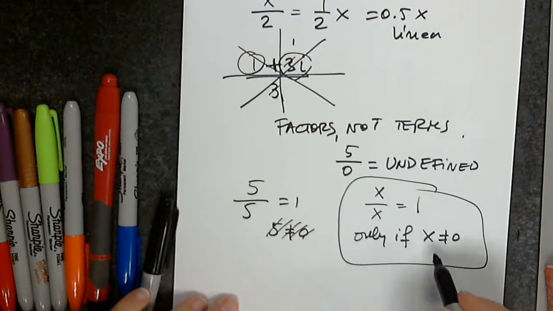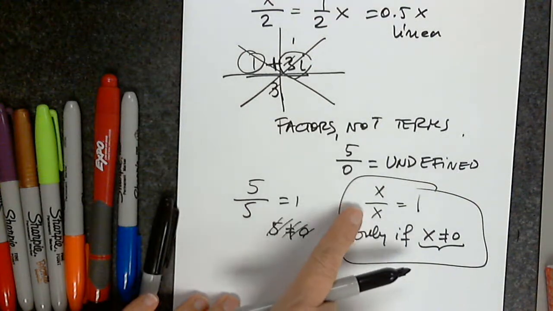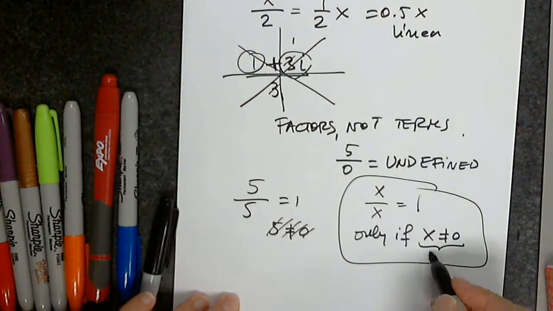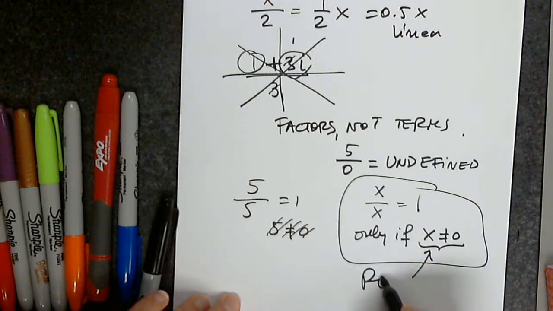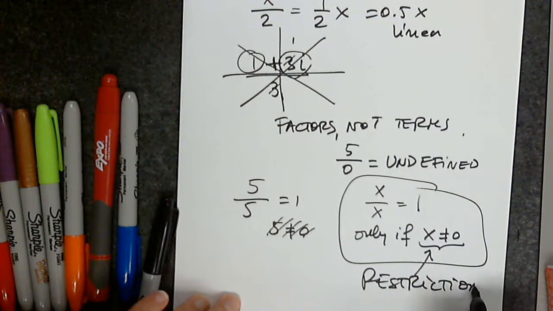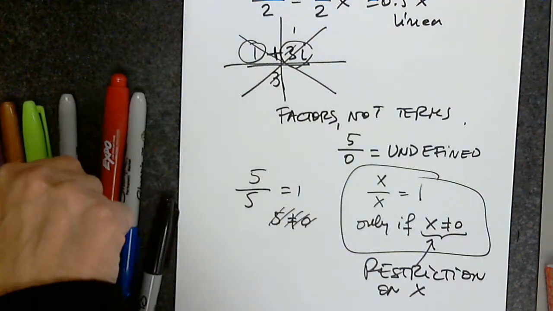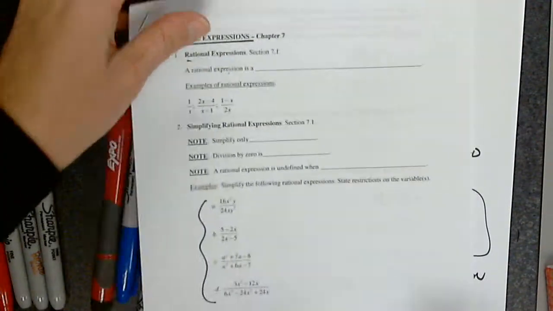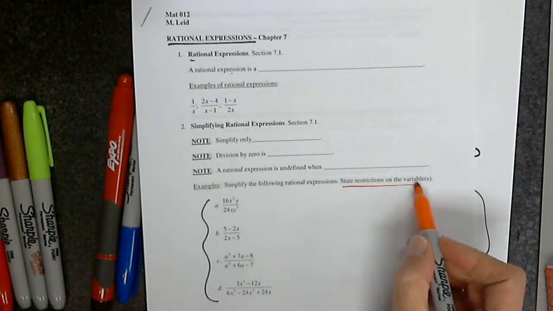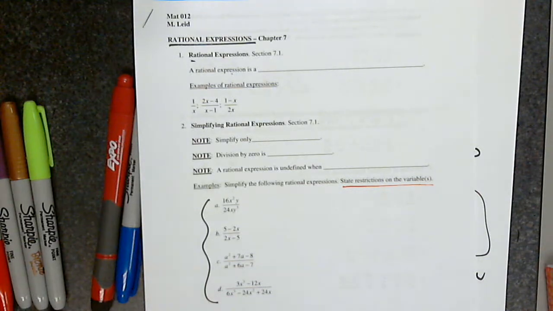So when I have to write something like this, because this will not exist otherwise, this condition is called the restriction on the variable, or on x. So x is restricted, cannot float freely, in other words. It can take any value except 0. So that's why when I stated here state restrictions on variables, it means you cannot simplify before you write the restriction. So we must write restrictions before we simplify.